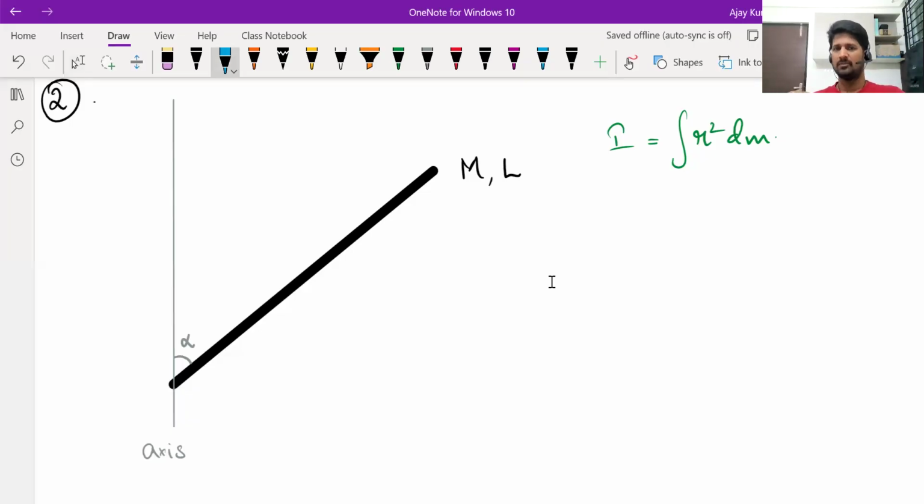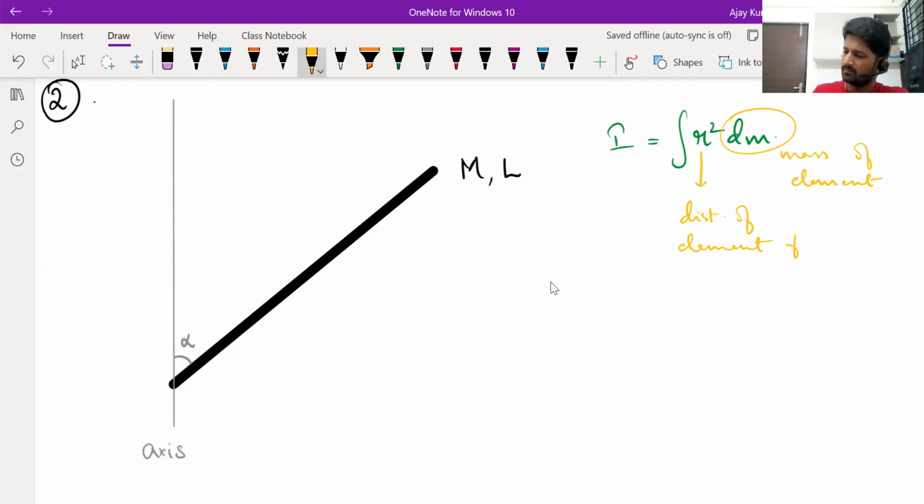M1 is mass of the first particle. R1 is the distance of the first particle from the axis. Similarly, in integral r square dm, dm is the mass of element. R is the distance of element from the axis. Axis about which you want to find out the moment of inertia.